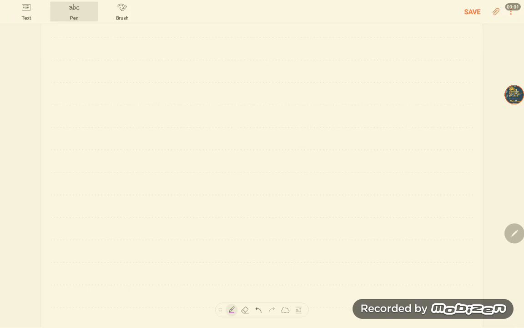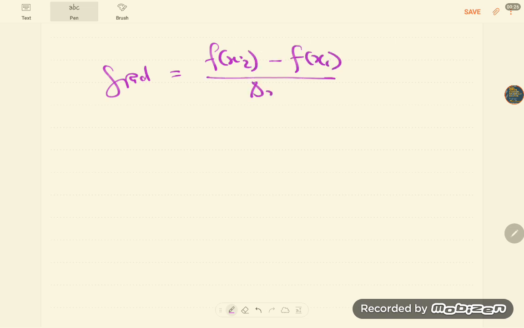Hi guys, so I'm just going to pick up from where we left off last time, and I'm going to modify our formula just a bit to suit the application part of it. So we ended off by saying that the gradient is equal to f of x2 minus f of x1 over delta x.